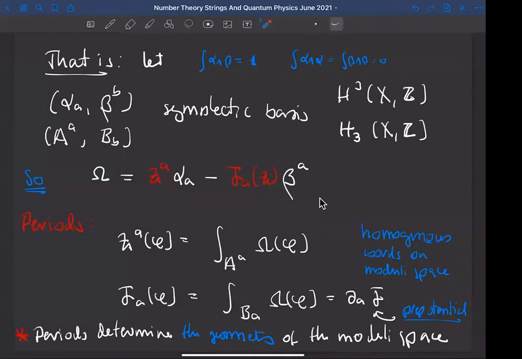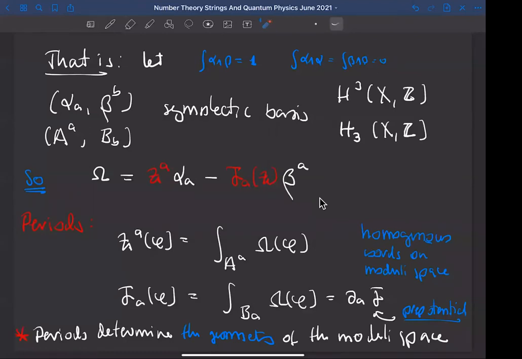The other half are derivatives of an object called the prepotential that determines the special geometry of the moduli space. You can say this in terms of the periods instead, and say equivalently that the periods determine the geometry of the moduli space.